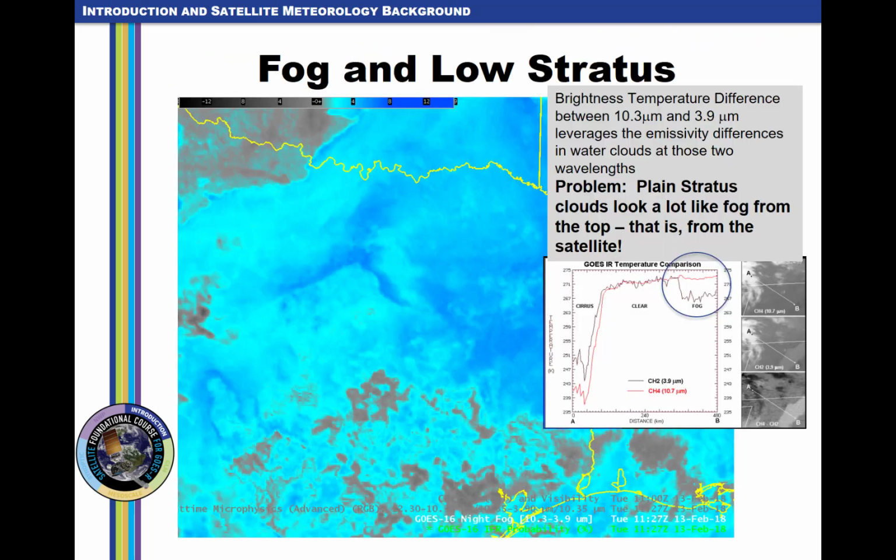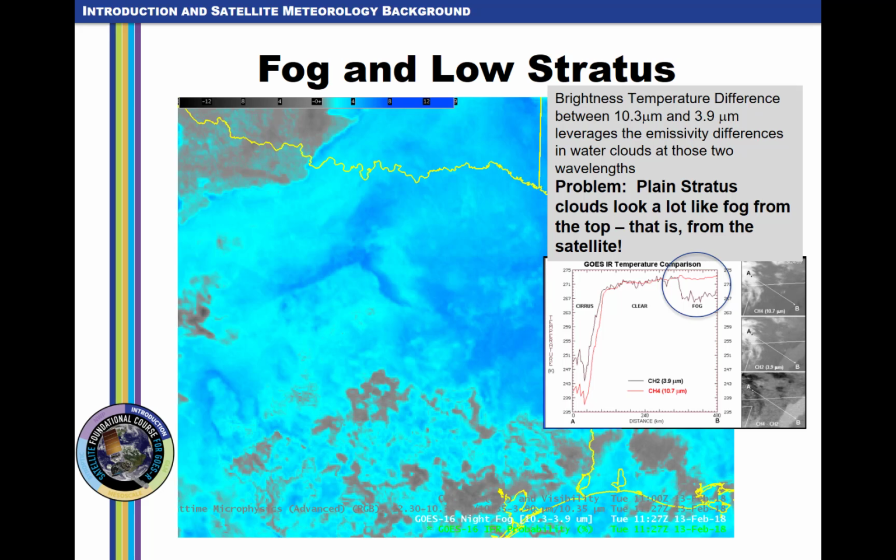Let's discuss fog and low stratus. A legacy nighttime method for identifying low clouds involves the brightness temperature difference between the window channel, 10.7 micrometers on legacy GOES or 10.3 micrometers band 13 on GOES-R, and the shortwave infrared channel, 3.9 micrometers. Clouds made of water droplets are not black-body emitters of 3.9 micrometer radiation. Thus, the brightness temperature computed from the radiance sensed by the satellite, a computation that does assume black-body emission, will be colder than reality for 3.9 micrometer radiation.